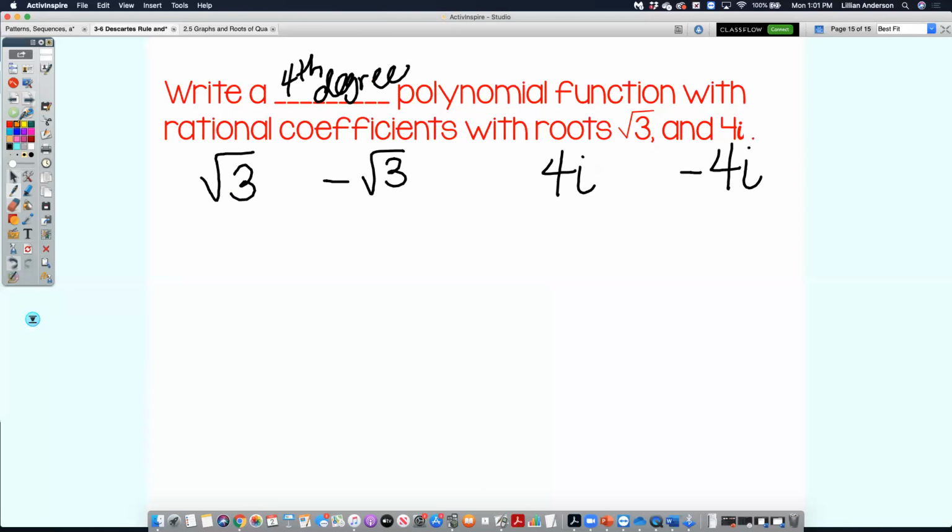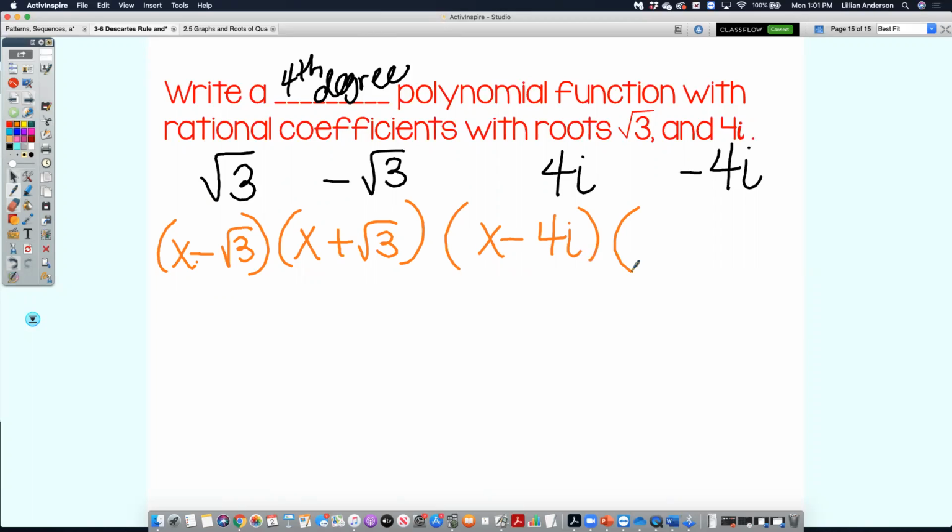My factors would be x minus root 3. So you know if I set that equal to 0, I get a positive. This one would be x minus a negative root 3, which would turn into a plus. Then I'll have x minus 4i. And then my last one would be an x minus a negative 4i, which is a plus 4i. Then I'll multiply everything out.